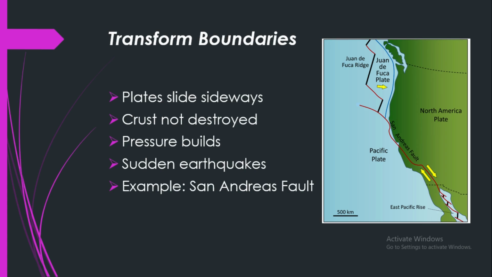The third one is the transform boundary, where the plates slide sideways, so the crust is not destroyed, and pressure builds up. That is, a sudden earthquake will be observed. So, what is the example? The San Andreas Fault is an example of a transform boundary of tectonic plates.